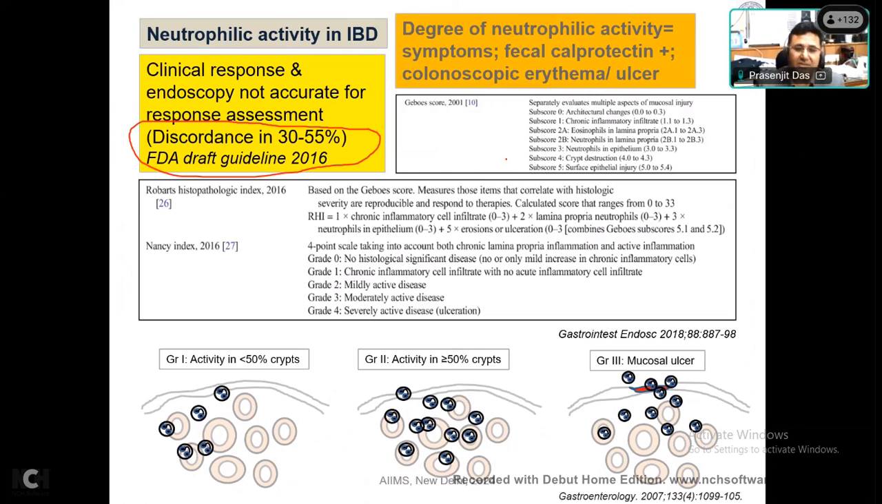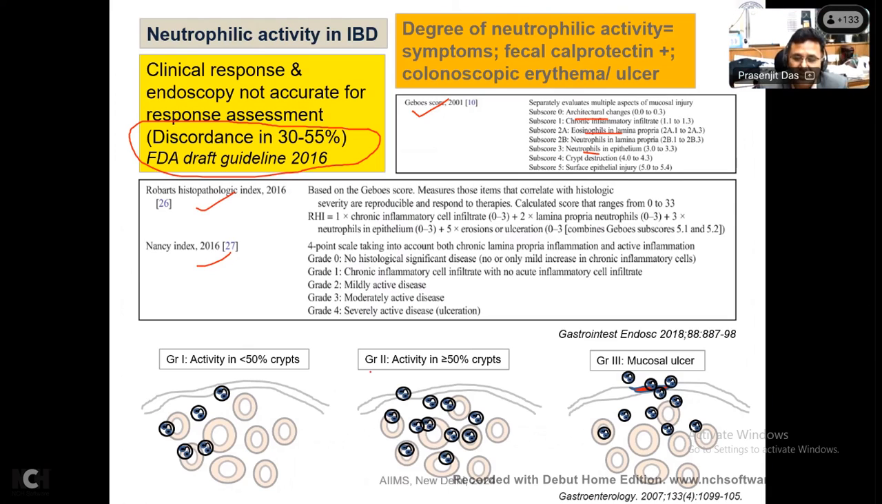And as I was discussing about the grading, there are various grading systems available like Geboes score, Robarts score, Nancy score. These are very validated, and where you can see both architectural distortion, eosinophil density, neutrophilic density, everything is graded. But during routine reporting, this is very cumbersome. You can do it for your projects and studies, but what we follow is actually this one. This is very accepted one.